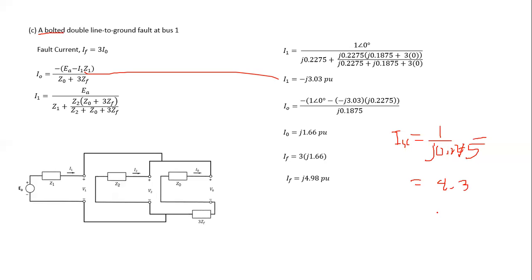So for the short circuit current, it is not always the three-phase fault that has the highest value. From this illustration, the double line to ground fault gives the highest value of fault current.